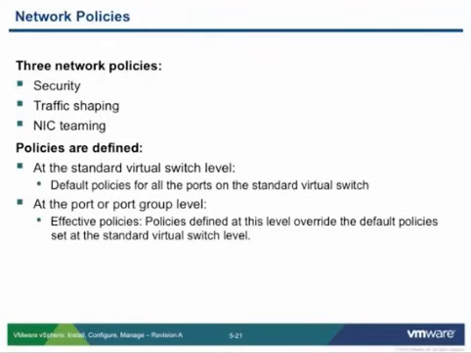So there are three network policies that you can configure in a VMware vSphere environment. That is security, traffic shaping, and NIC teaming. The policies are defined by default at the virtual switch level. However, you can configure these at the port or port group level, and configuring any of these options at the port or port group level will override the defaults. It'll override anything set at the standard virtual switch level. So port or port group level configurations will override the switch level configurations.